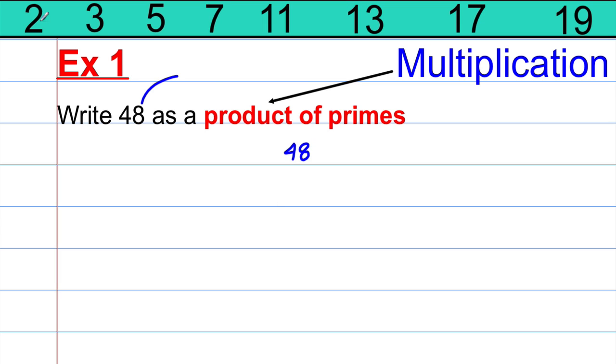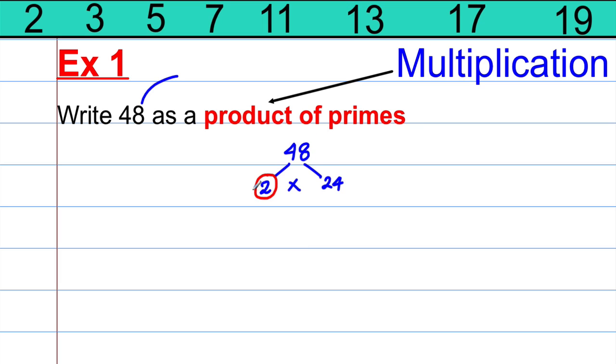And you look at the first prime, which is 2. And you ask yourself, does 2 divide into 48? Or can 48 be written as 2 multiplied by something? Yes, it can. It can be 2 multiplied by 24. Now circle your 2, because 2 is prime. You want to find the prime numbers that make up 48.